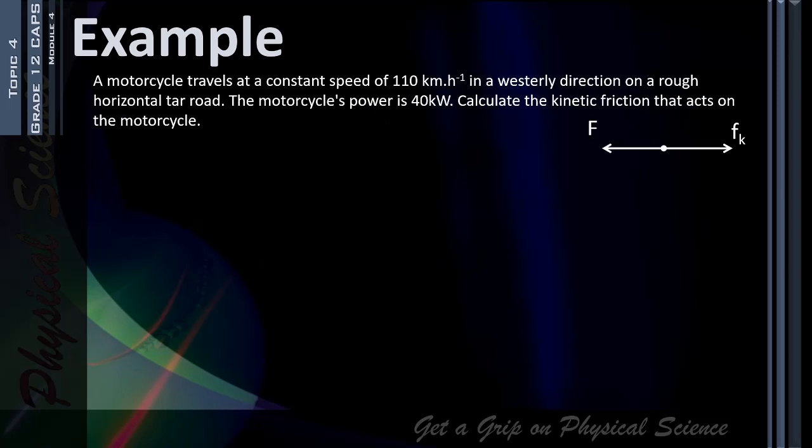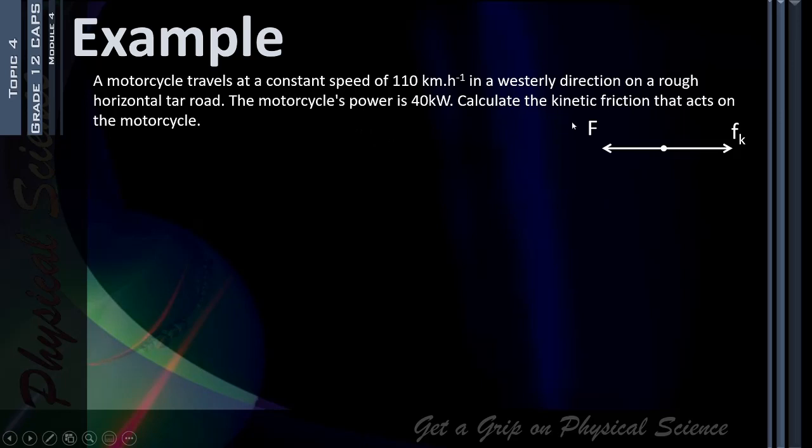A motorcycle travels at a constant speed of 110 kilometers an hour in a westerly direction on a rough horizontal tar road. The motorcycle's power is 40 kilowatt. Calculate the kinetic friction that acts on the motorcycle. So important again to notice the constant speed. Now for the motorcycle, the constant speed implicates that the net force on the motorcycle is equal to 0.